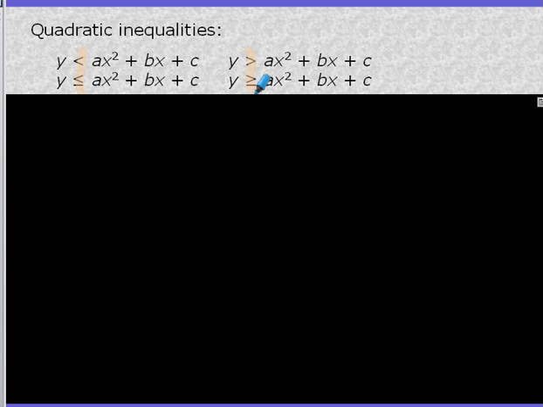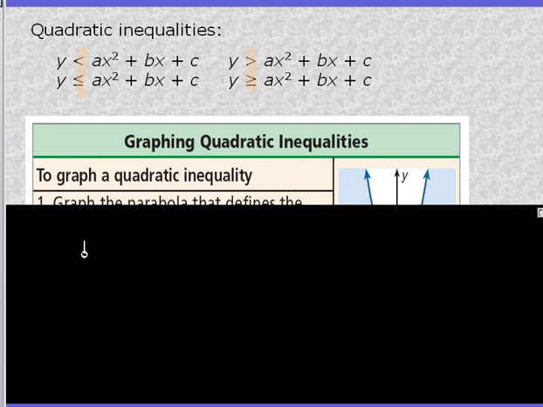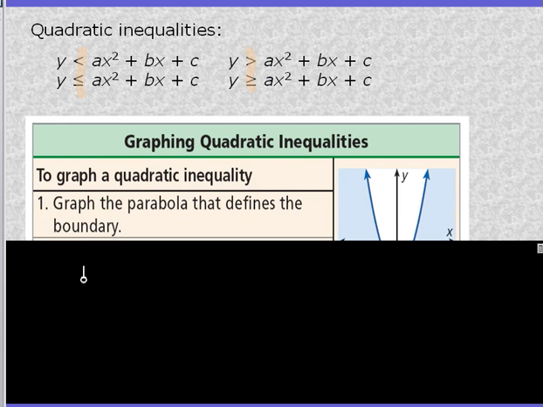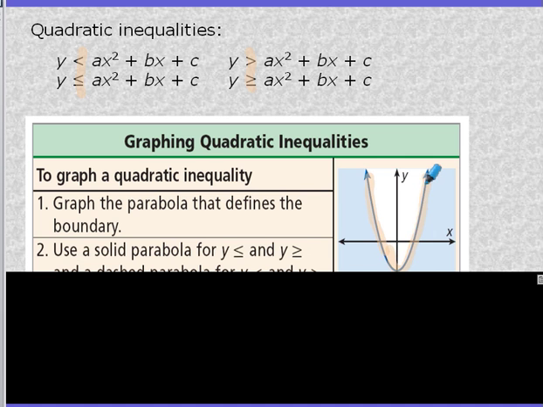Essentially when you graph it, you're going to solve it the same way or very similarly to graphing linear. You're going to graph the function and then shade above or below it. So to graph an inequality, you want to graph the parabola that defines the boundary. So that's this piece, the actual quadratic parabola shape.